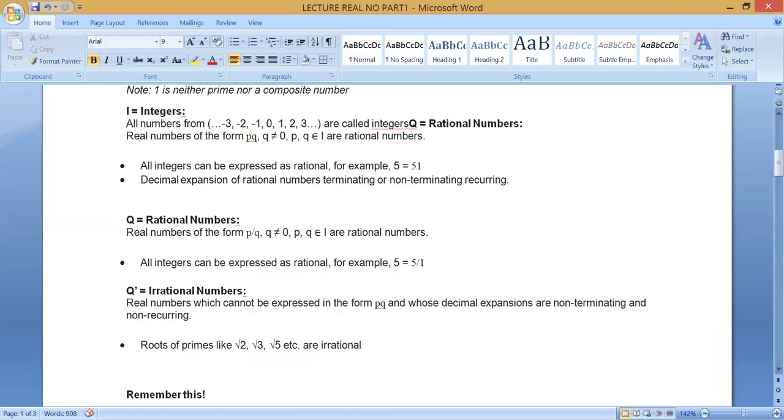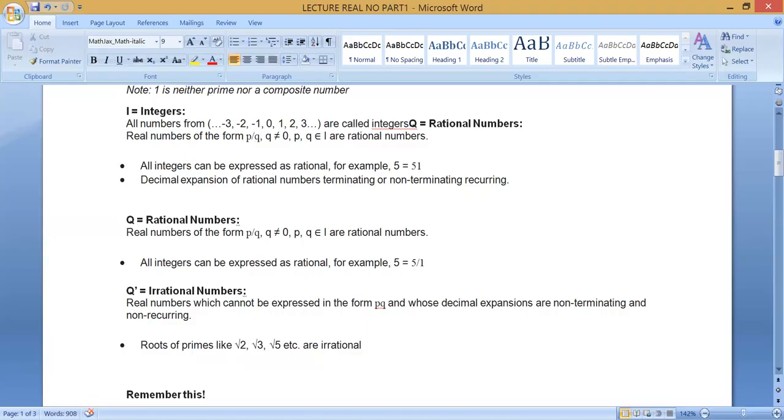Here the statement 'real numbers of the form PQ' is wrong, so you have to make the correction. It is the form P upon Q, where you can put the slash. That is, real numbers of the form P/Q, where Q is not equal to 0, and P and Q are integers, are called rational numbers.